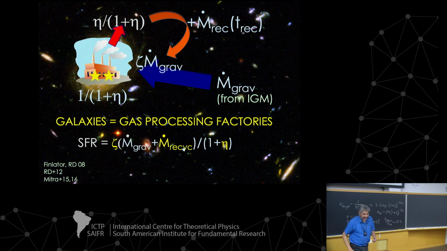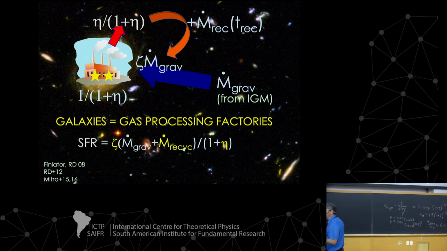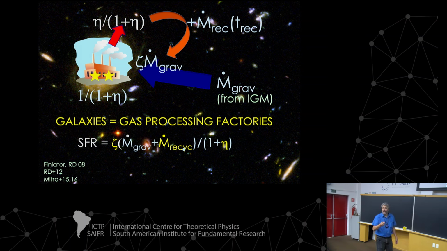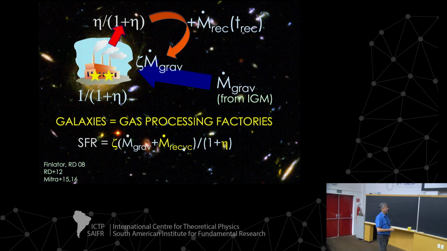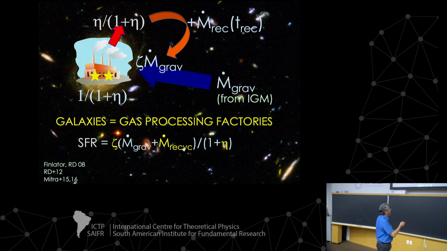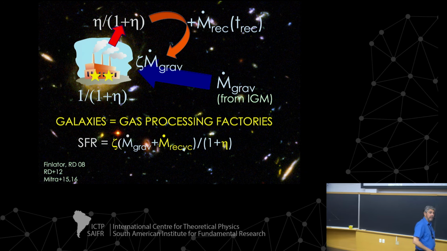But if we just write down from this what the star formation rate is, just from this simple mathematics, this is effectively mass balance. We're doing nothing more than following masses, how much mass is going into various things. So then you have m dot grav plus m dot recycling. You have this zeta multiplying that. Once it goes into recycling, it's back in the halo, so it's subject to the same sort of suppression. And then you divide that by 1 plus eta, and that's your star formation rate.